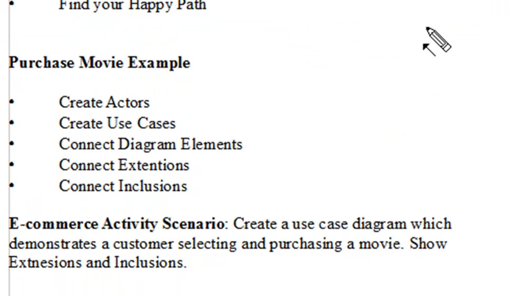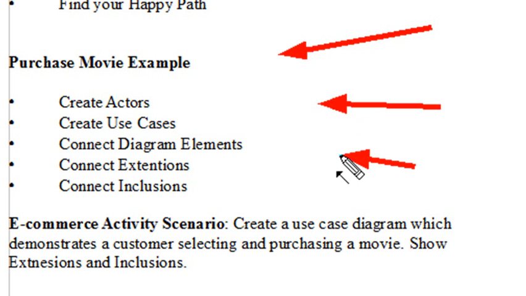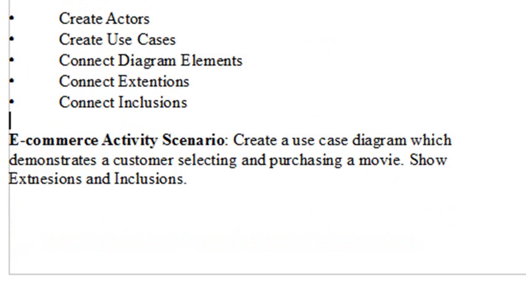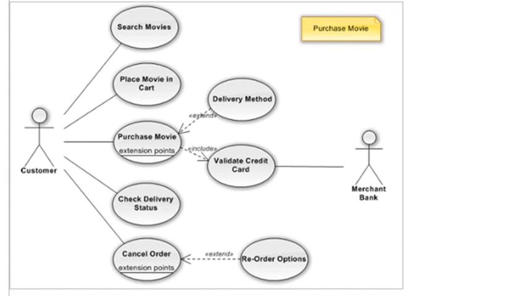So we're going to do a purchase movie example. We're going to create actors, create use cases, connect diagram elements, connect extensions, and connect inclusions. In this particular scenario, I want you to go to your IDEAs Modeler. We're going to create a use case diagram which demonstrates a customer selecting and purchasing a movie. Show extensions and inclusions. I believe that's the scenario, and this is what it's going to look like when you get to the end of it.